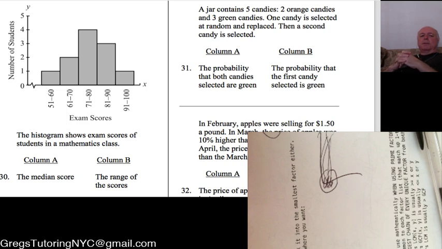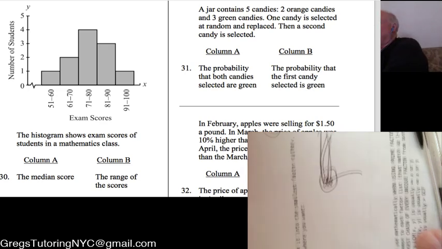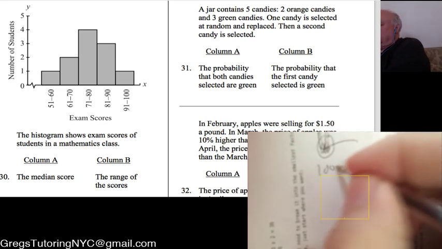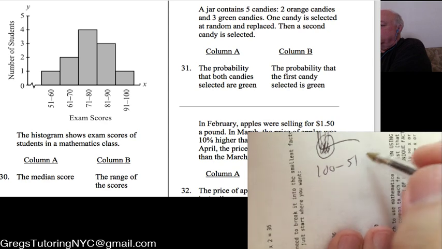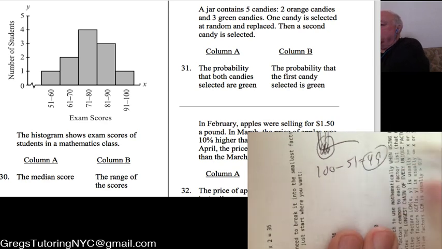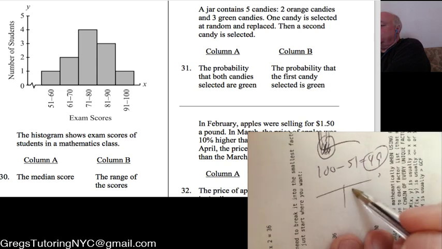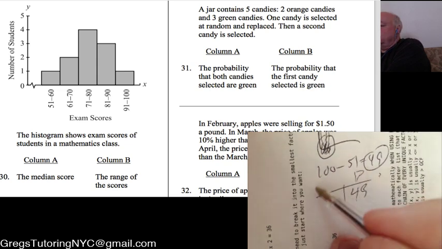Okay, so I'm just going to pick the range. The range goes from 51 through 100. It's the max minus the min. So I'm going to get 100 minus 50. No, 100 minus 51. And I'm going to get 49. All right? So I'm going to compare 49, which is B, with A.